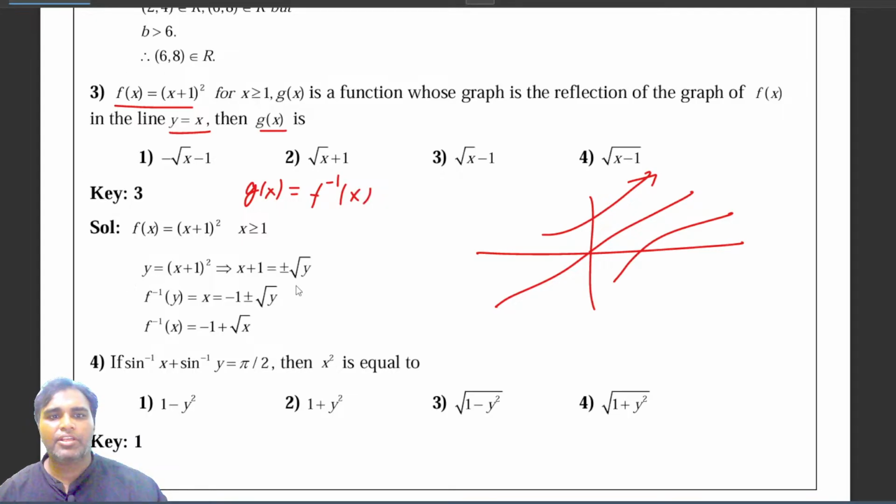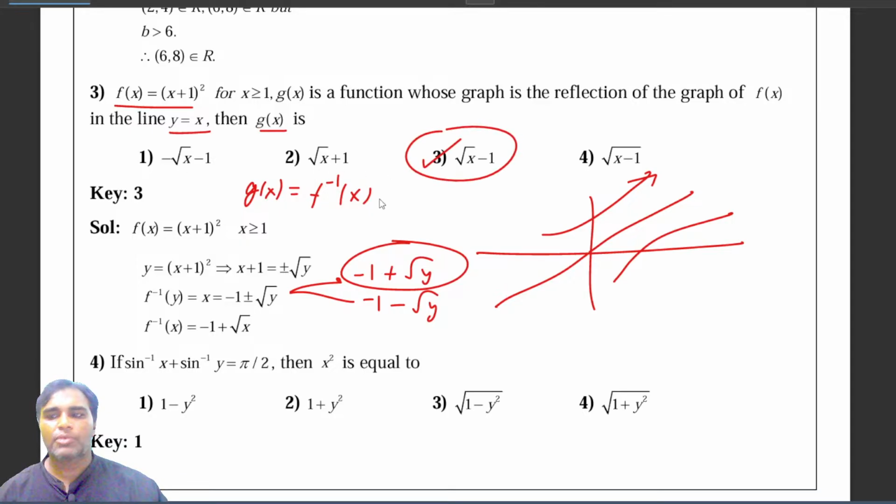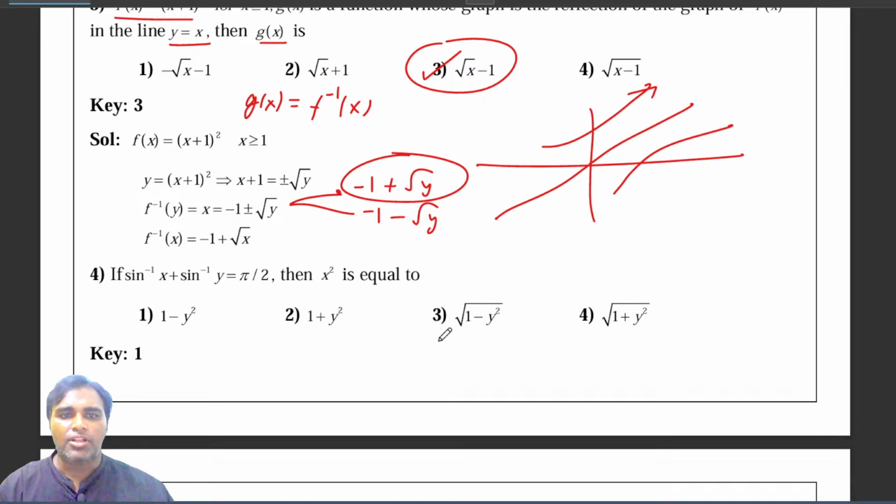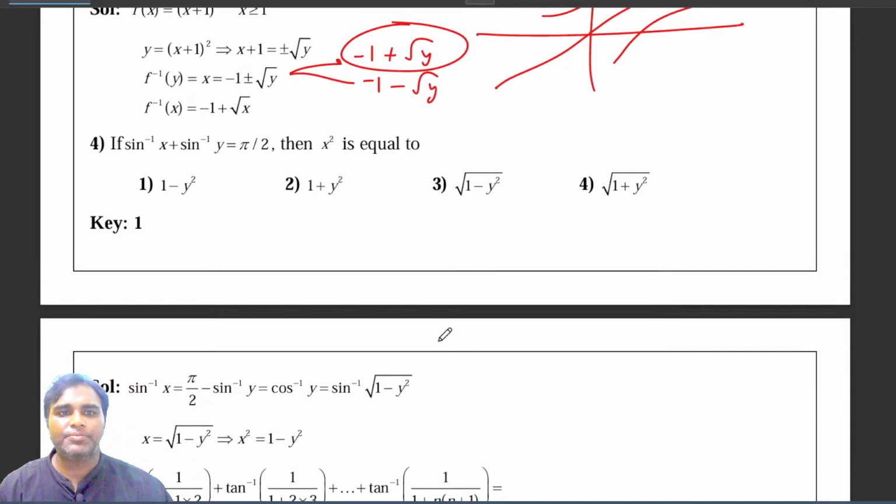Let it be y. Find the value of x, and that will be minus 1 plus or minus root y. So two values are there, one plus and one minus. Now they have said that x is more than 1, so I will take the positive one. I will consider this positive, and replace y with x and x with f inverse of x. So we will get the answer as minus 1 plus root x. Minus 1 plus root x, that is option 3. The third is the correct option. Clear? Now let's come to the fourth one.